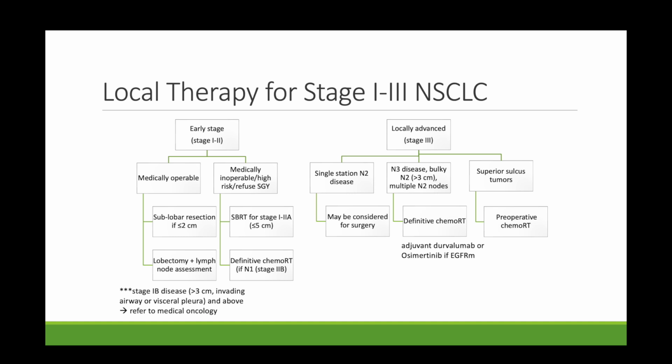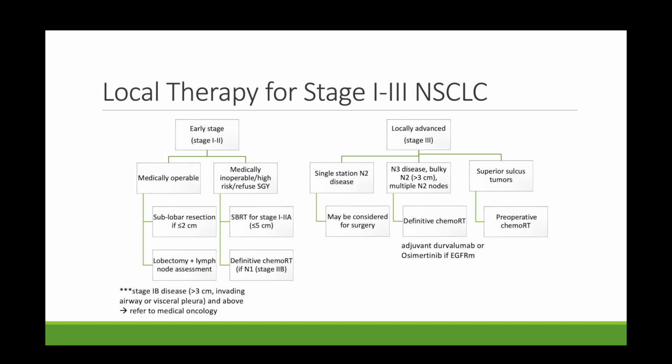For patients that are medically inoperable or they're very high risk for surgery or they refuse surgery, then we can treat them with definitive radiotherapy. And what we will typically use for early stage disease, if we're able to technically, is SBRT. So SBRT is considered a high dose per fraction. This is stereotactic body radiotherapy, and we're typically treating them in anywhere from 3 to 5 fractions.